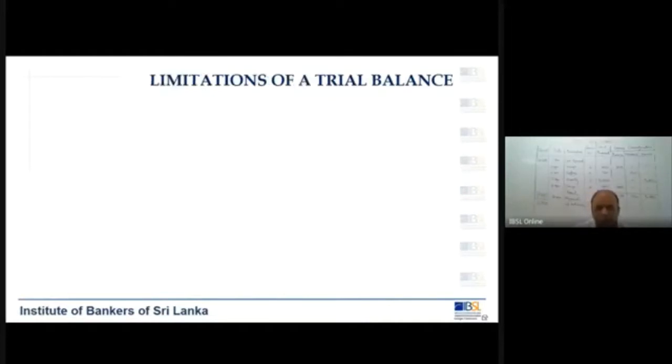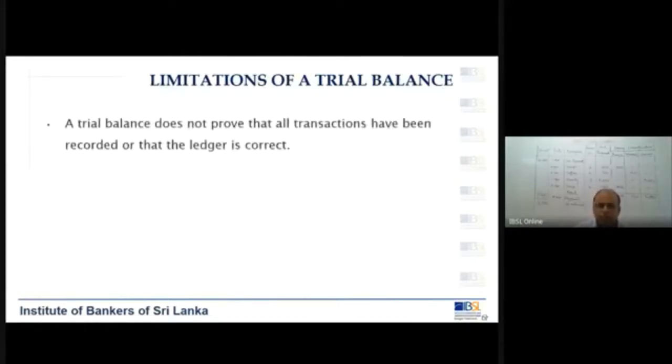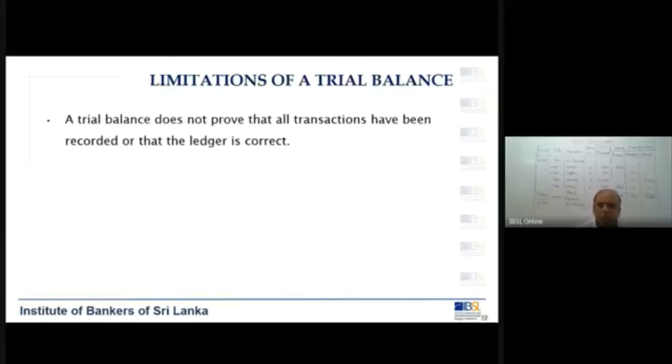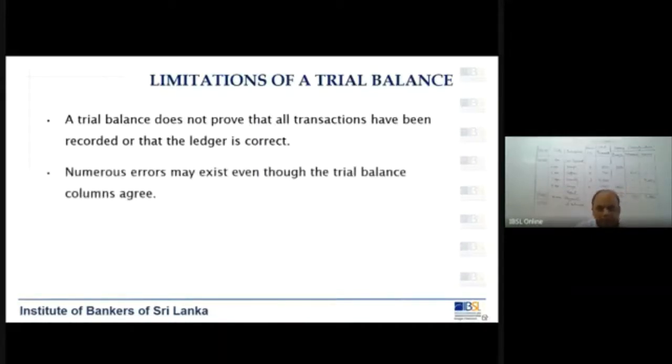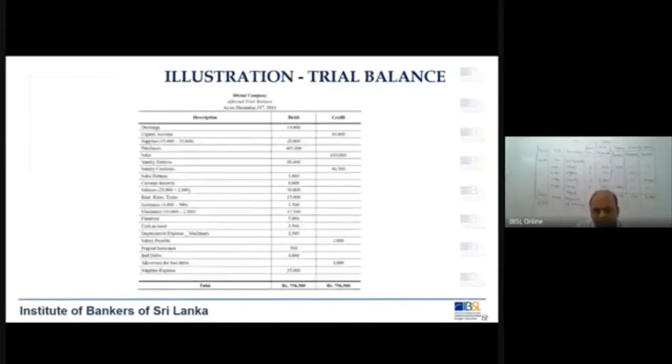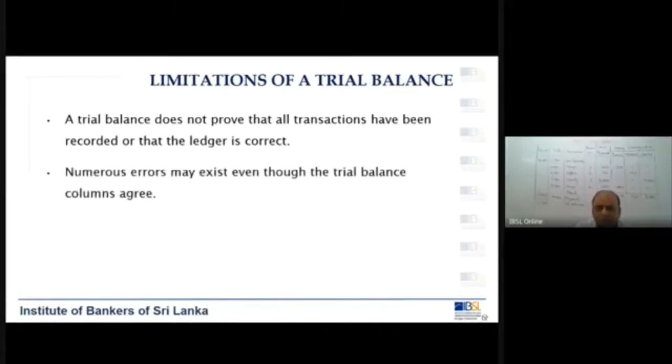Okay, so those are some of the things that we call limitations. What are the limitations of a trial balance? A trial balance does not prove that all transactions have been recorded, that the ledger is correct. Numerous errors may exist even though the trial balance columns are agreed. As I told you, agreement between the debit and the credit column, that is 756,500, does not mean that all your transactions are recorded correctly. Still, you can have any number of errors.